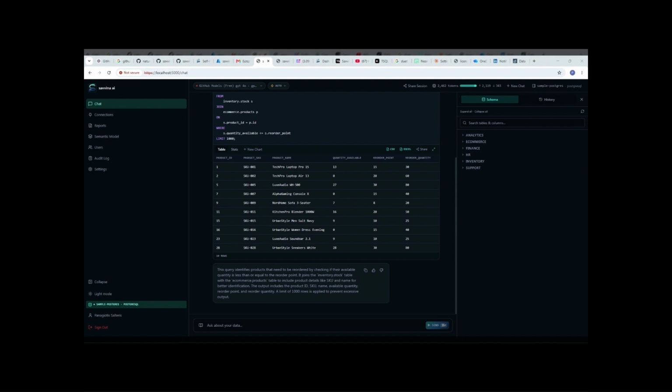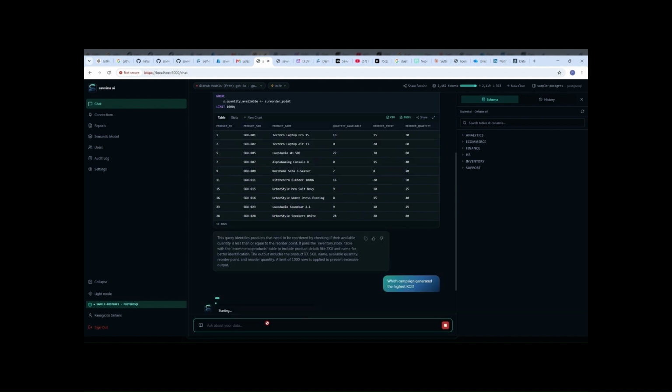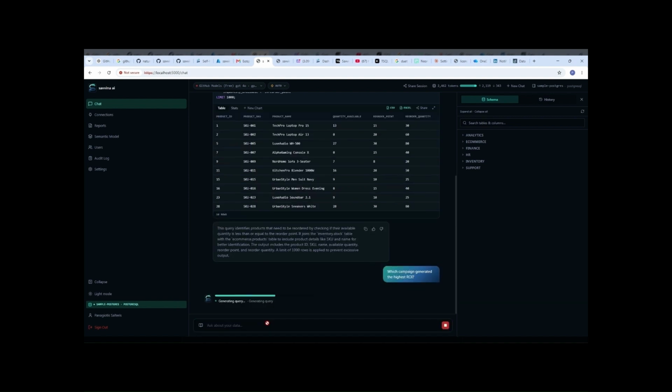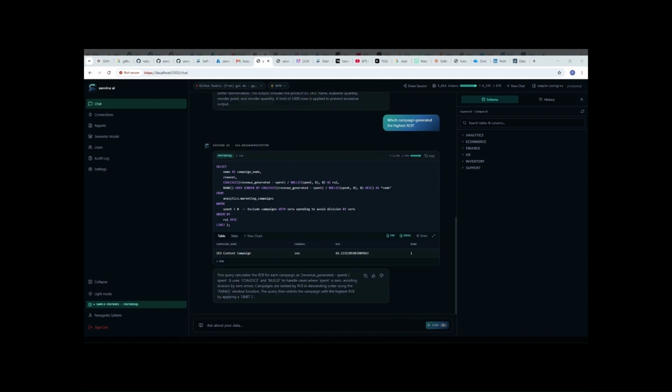Finally, marketing may ask something like which campaign generated the highest return on investment. So each question touches different schemas, different tables, and different business rules. This is why production text to SQL is fundamentally different from a benchmark. And this is why semantic model generation and human review and update is probably the most important stuff here.